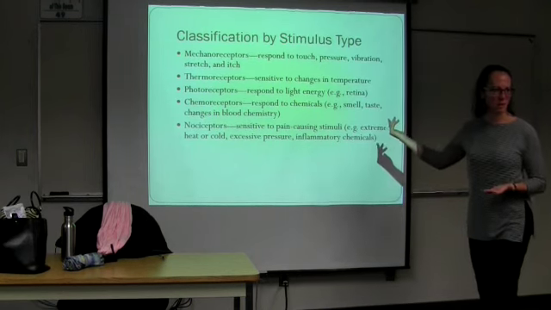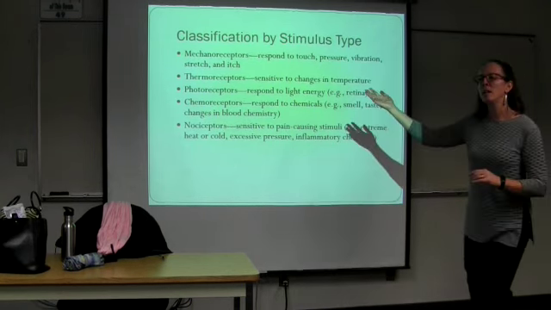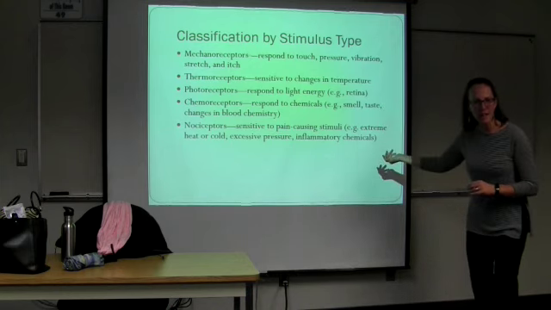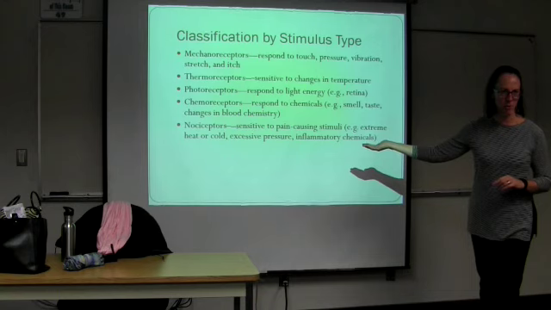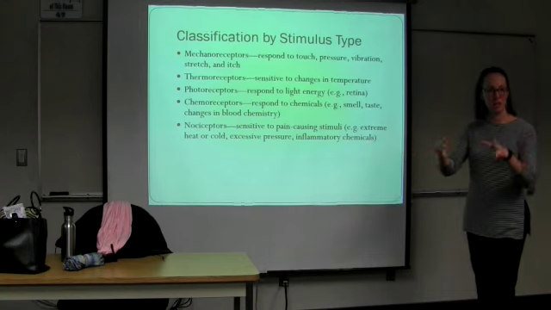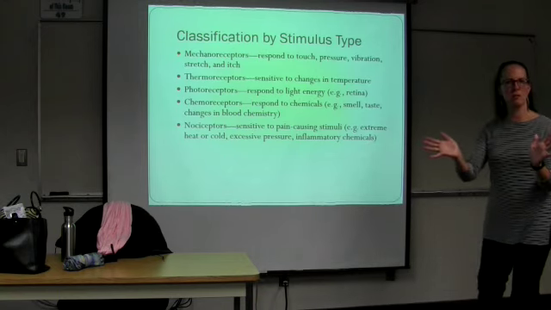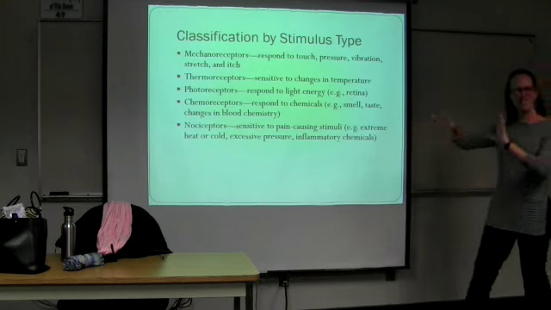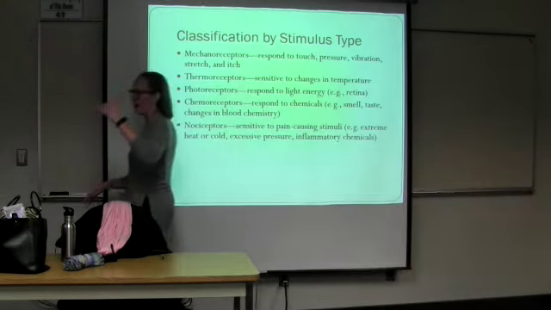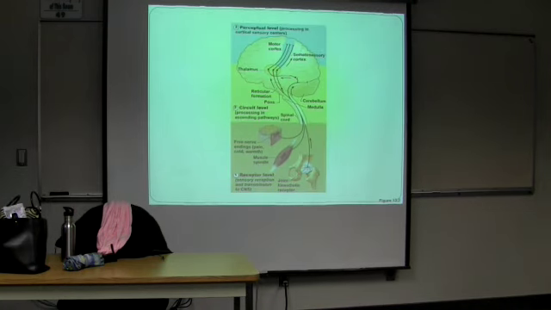I'm going through this quickly because I think it makes sense, right? Okay. Chemo is going to be smell and taste. Nociceptors will be pain, which we spoke about. And thermoreceptors can actually embark into nociception, right? Okay. Does this all make sense? So that's kind of like an overall description. I should put that before the other screen.